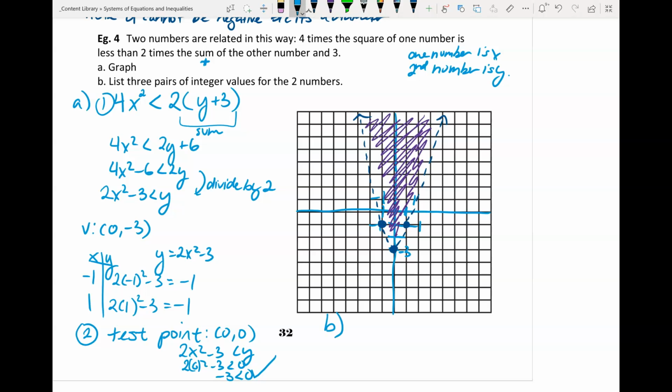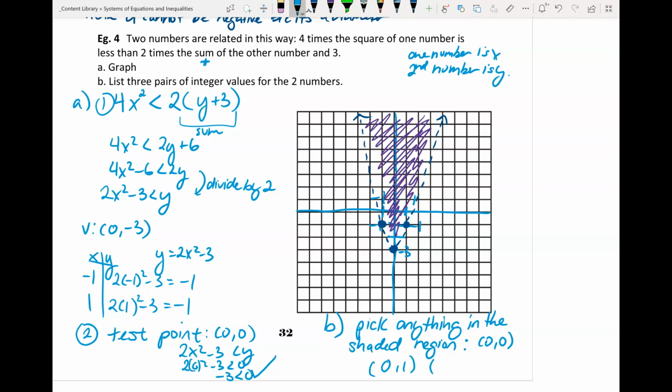Then for part B, we want to pick 3 pairs of integer values for those 2 numbers. So if I pick anything in that shaded region, we're going to get the x value and then the y value, which is number 1 and our second number. So we can pick anything in the shaded region. So that means we can pick 0, 0. We can pick 0, 1, that fits in our shaded region.